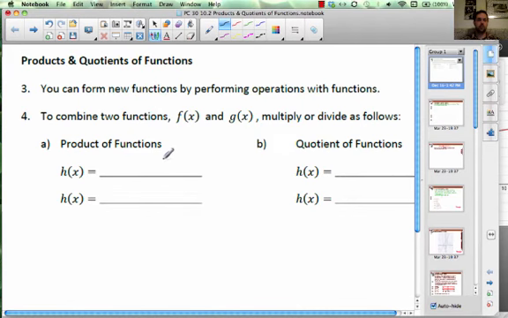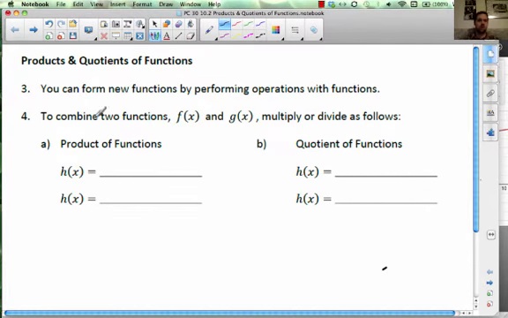Okay, today we are studying sections 10.2 and 10.3, so we're looking at products and quotients of functions, as well as compositions of functions. So let's start with a couple blanks here. To combine two functions f and g of x, multiply or divide as follows.